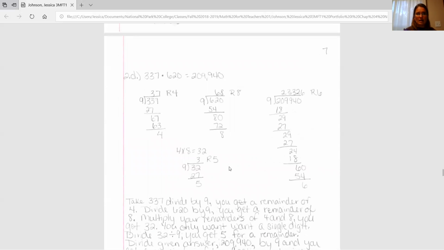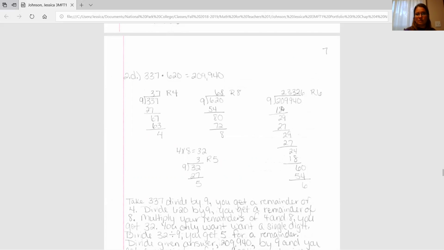Another way to cast out 9s is where you divide the number by 9. Let's look at this multiplication problem. 337 divided by 9 gives you a remainder of 4. 620 divided by 9 gives you a remainder of 8. Multiply your remainders. 4 times 8 equals 32. And what do we want here? A single digit. So 32 divided by 9 gives you a remainder of 5.